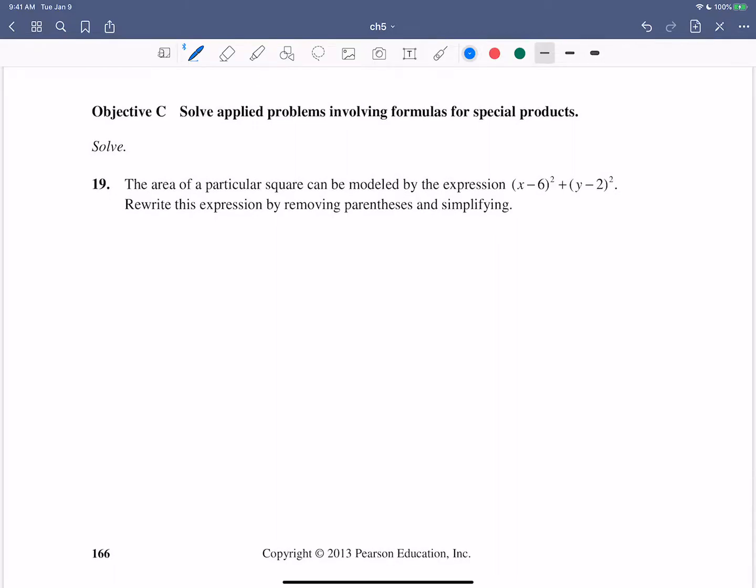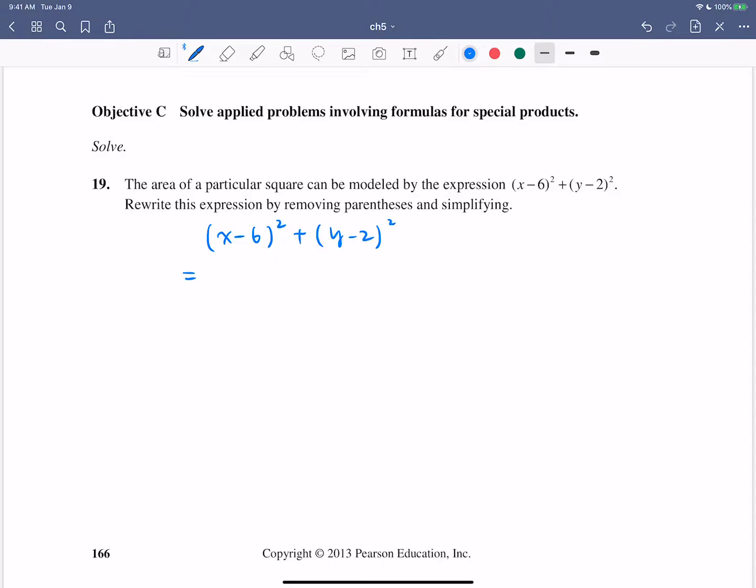Objective C. Solve applied problems involving formulas for special products. Number 19. The area of a particular square can be modeled by the expression x minus 6 squared plus y minus 2 squared. Rewrite this expression by removing parentheses and simplify. So let's write down the expression first. x minus 6 squared plus y minus 2 squared.